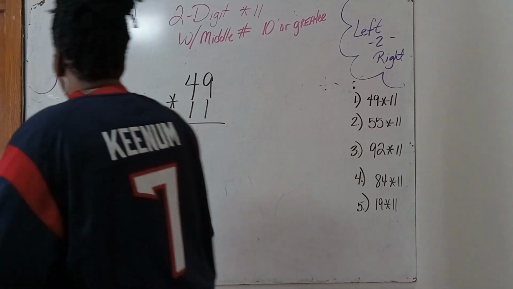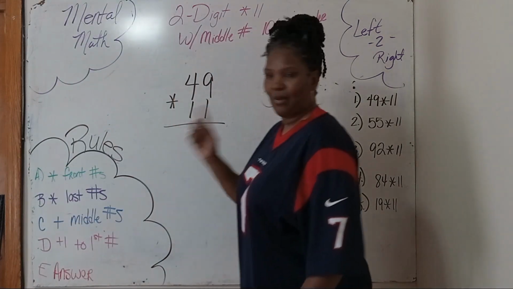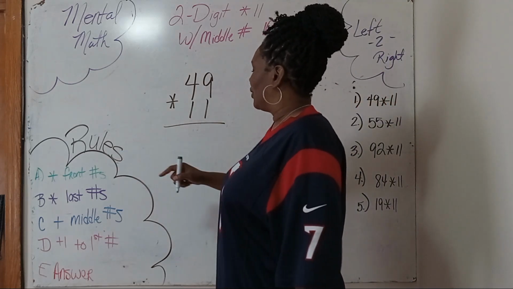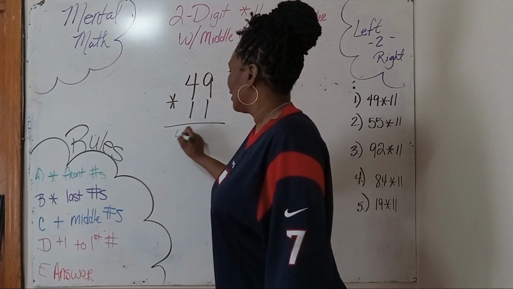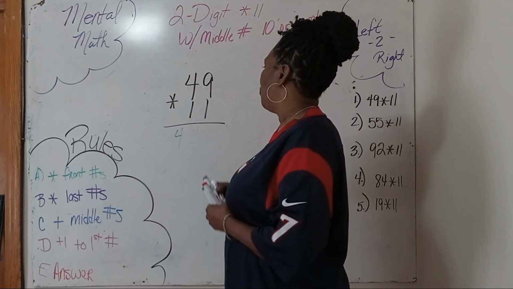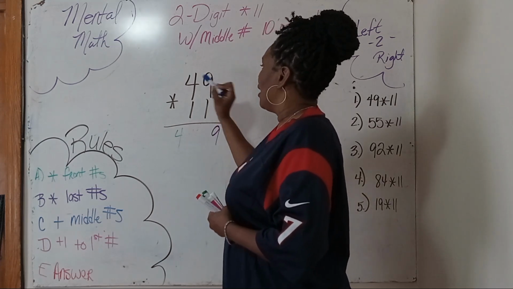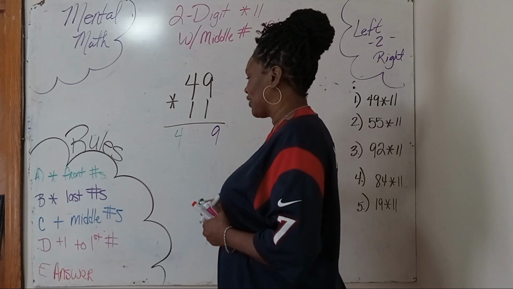All right, so remember, these are the rules, all right? And all we're going to do is apply the rules. So what's the rule? The first rule is multiply the front numbers. 4 times 1 is 4. Multiply the back numbers. 9 times 1 is 9. Then we add the middle numbers. 4 plus 9 is 13.